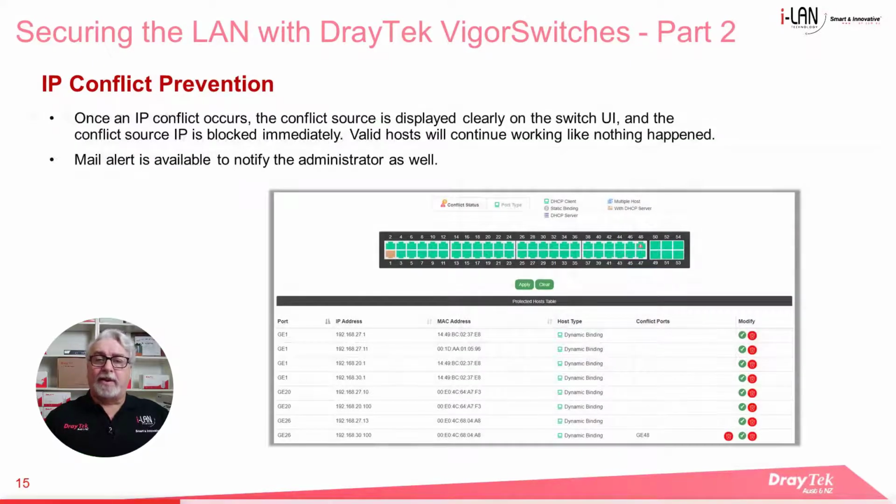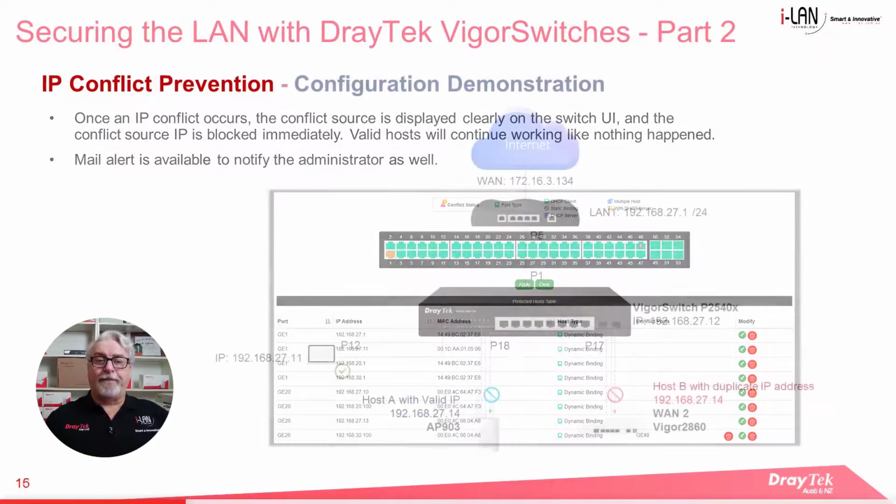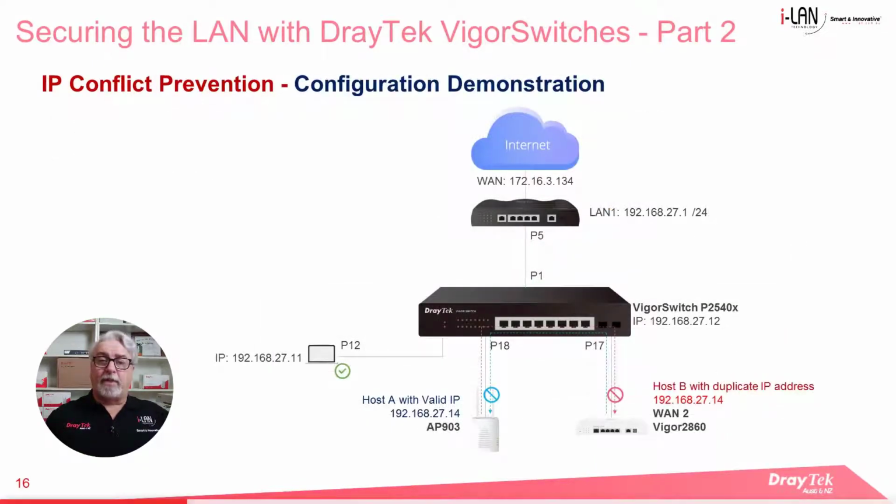Once an IP conflict is detected, the conflict source will be displayed in the dashboard page of the VigaSwitch. Mail alert can also be configured to notify the network administrator. I'll now go through the configuration process using the 4-step wizard, then test when we introduce a device with a duplicate IP address.